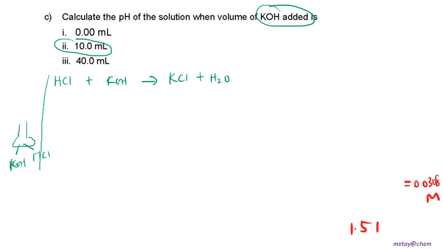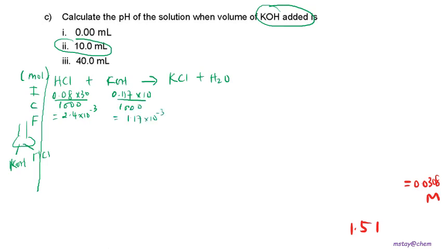Again, when this case happens, we are going to use the ICF table, and that must be in the unit of number of moles. So the concentration of acid is 0.08, and there are 20 ml. Divide by 1000, it is equal to 2.4 exponent negative 3 mole. For KOH, the concentration in question B is 0.117, and now only 10 ml is added, divide by 1000. So it is equal to 1.17 exponent negative 3. Initially, there is no KCl. There is no water.